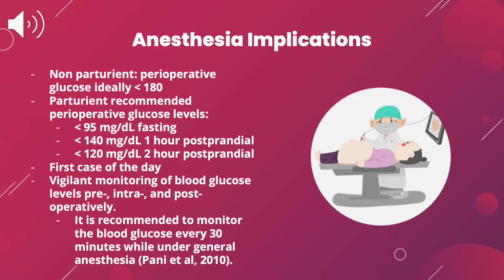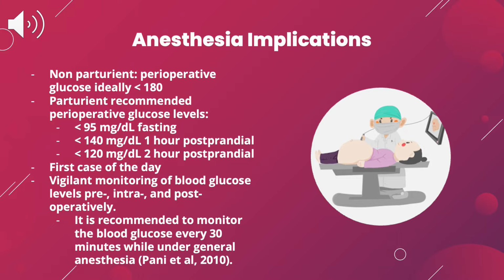With pregnant patients, we want to avoid peaks and valleys in their blood glucose regulation as much as possible. These patients will be more susceptible to drastic changes in the glucose levels due to stress and fasting and meeting the needs of the fetus. Making the patient the first case of the day, if possible, is ideal to reduce the time fasting and reduce the risk for hypoglycemia that can occur. Additionally, these patients require close observation of their blood glucose levels pre, peri, and postoperatively because low and high blood glucose levels can poorly affect the mother and/or child.